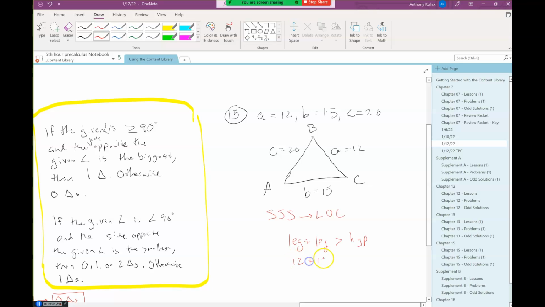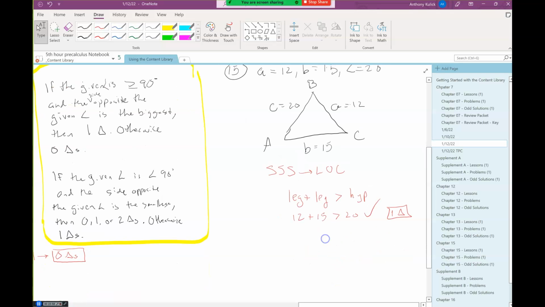So is 12 plus 15 bigger than 20? Yeah. So it's just one triangle. This problem is possible. If, say, C was 30, then there would be no triangles and you're done. But here we have one. So we are going to use the law of cosines.